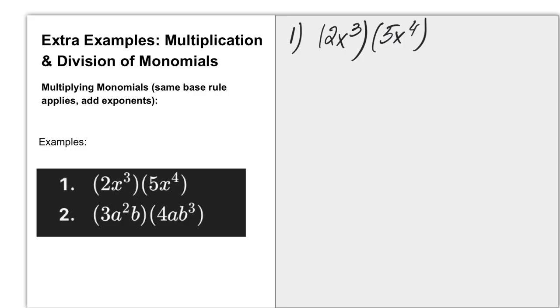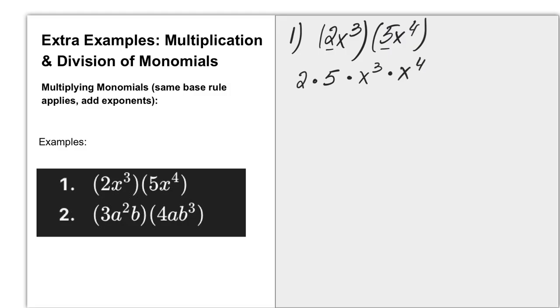It says when multiplying monomials, the same base rule applies: add the exponents. So we do have the constants in here, the 5 and 2. What I usually do is organize the information that I have. I know this is multiplication, so if I move things around, it will not change the answer. First, I'm going to bring the 2 and 5 together and, following the same base rule, bring the same bases together, which in this case are the x's.